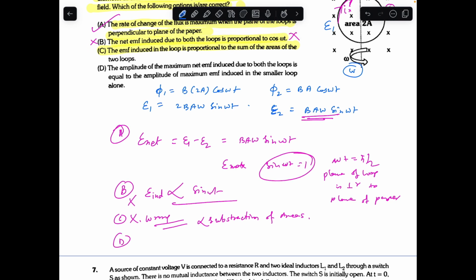Option D. The amplitude of maximum net EMF induced due to both loops is equal to the amplitude of maximum EMF induced in the smaller loop. What is the induced EMF in the smaller loop? BA omega sin omega t. What is E net? BA omega sin omega t. So the amplitude of maximum net EMF due to both is equal to the amplitude of maximum of the smaller loop alone. Correct. So the answer is A and D.